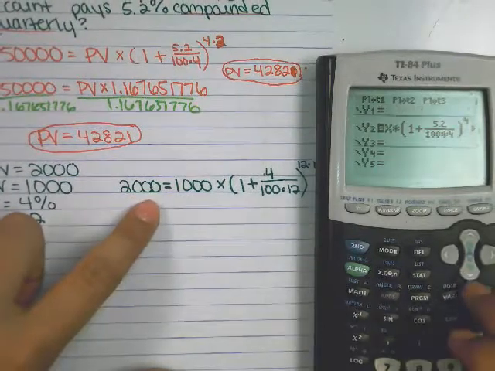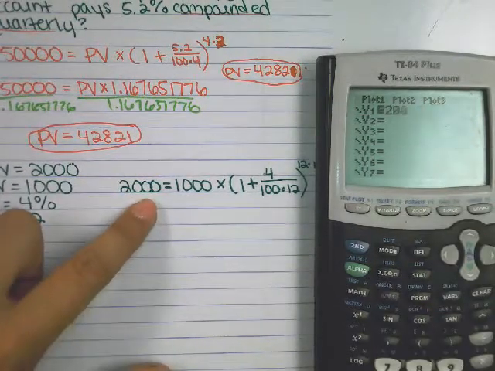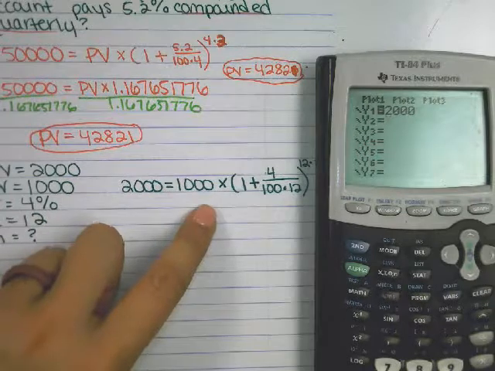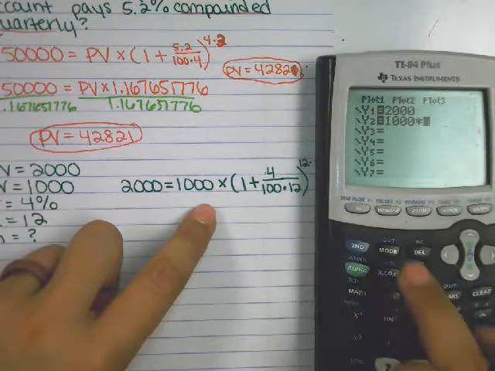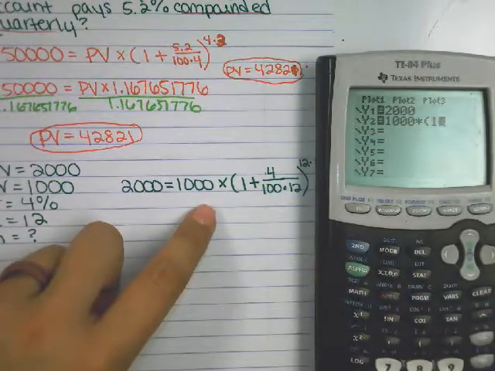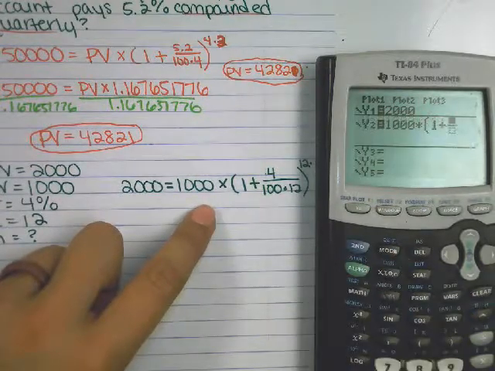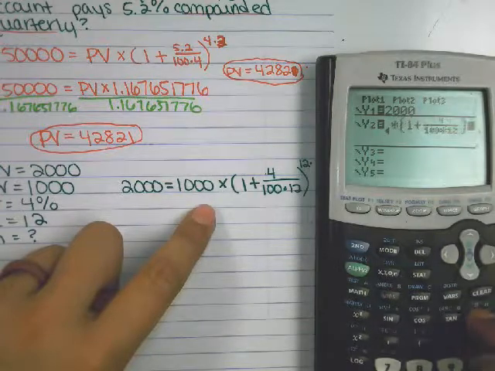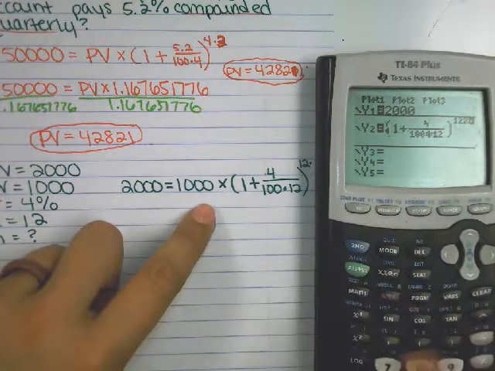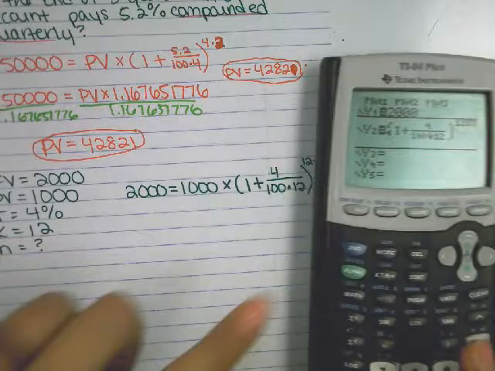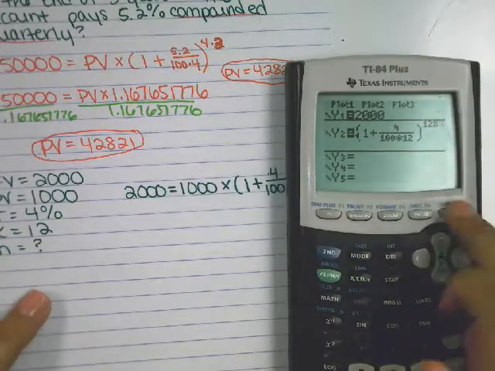We're going to type in the left side of the equation, 2,000. Type in the right side of the equation, 1,000 times 1 plus 4 over 100 times 12, to the 12x. That's where our variable is. Graph it.